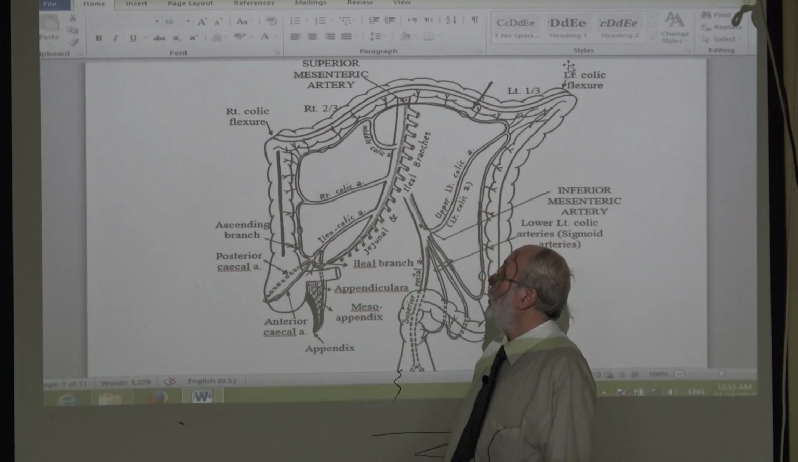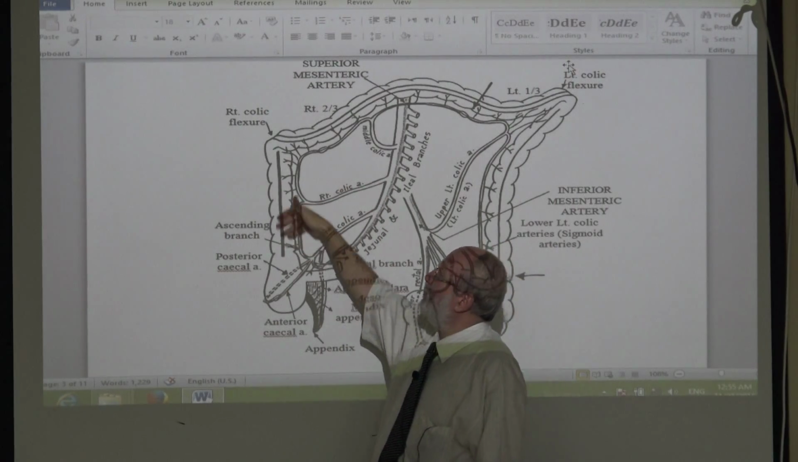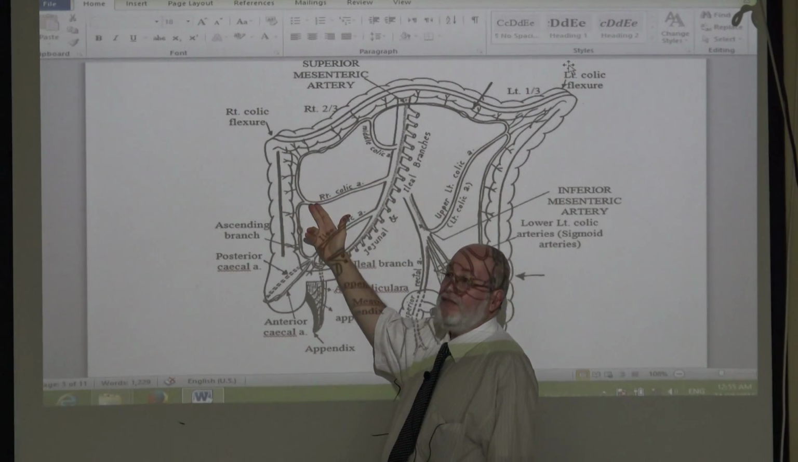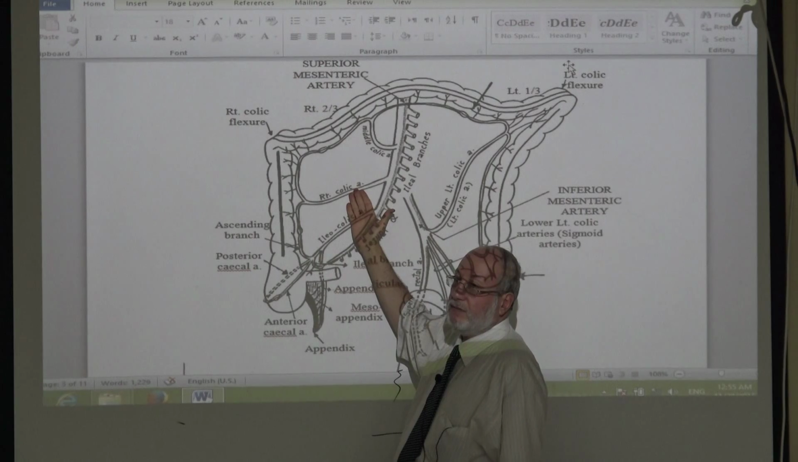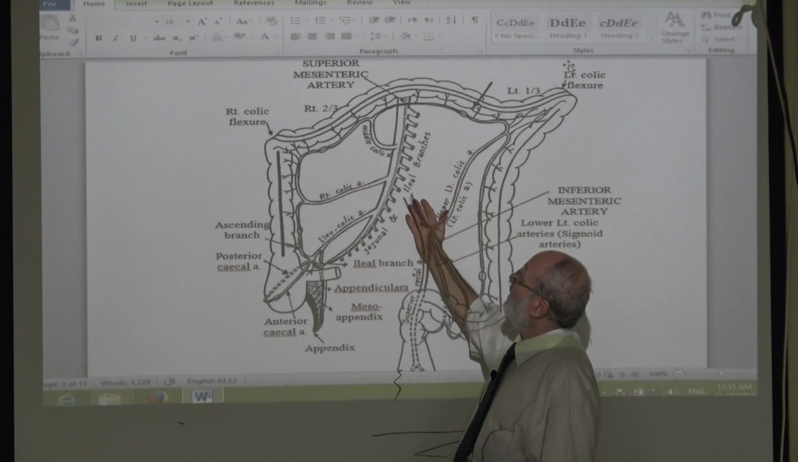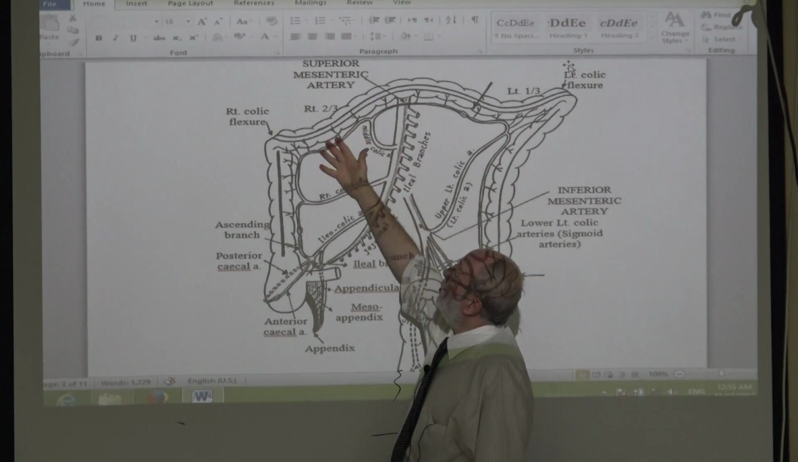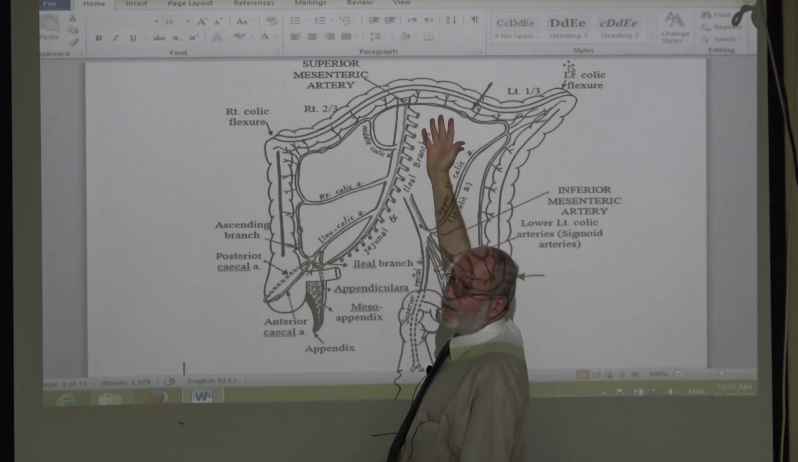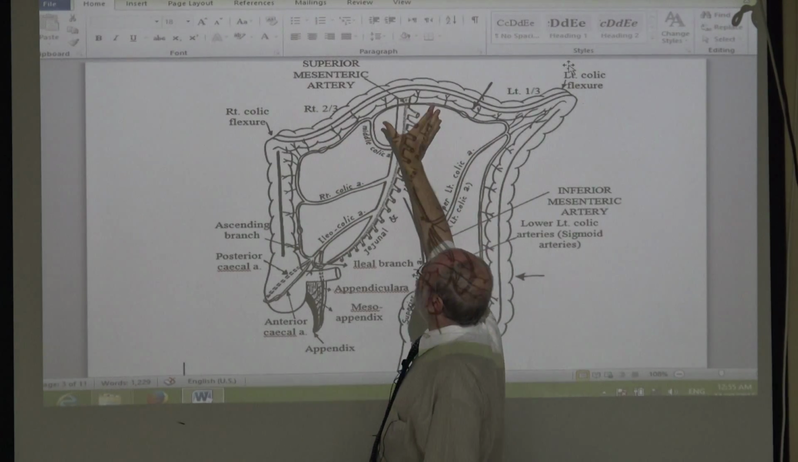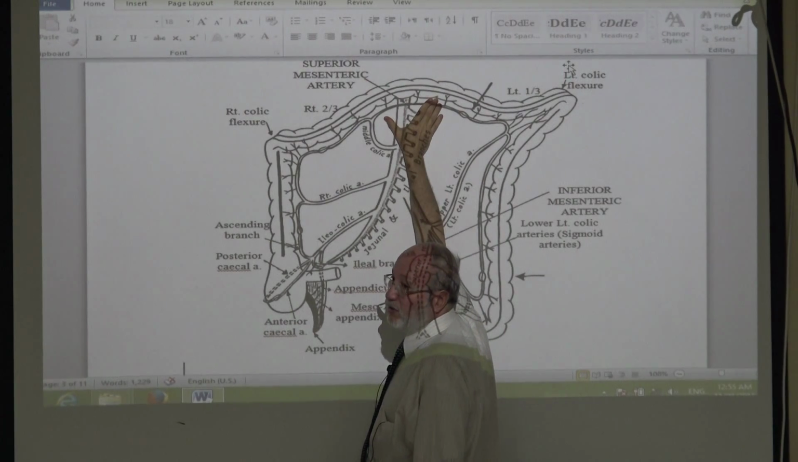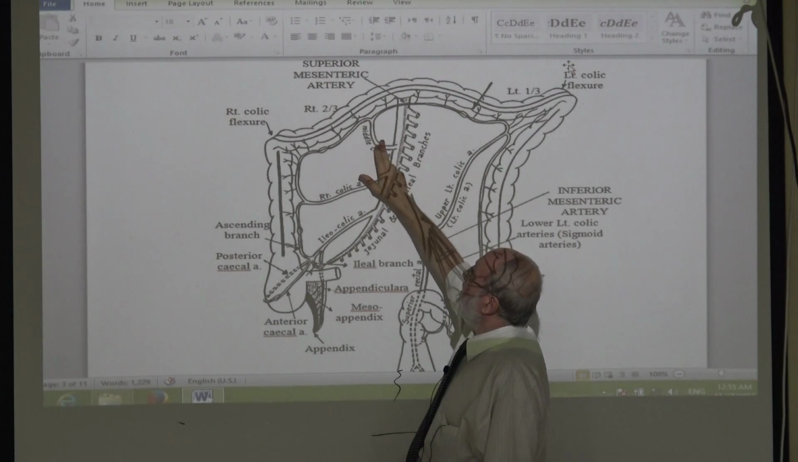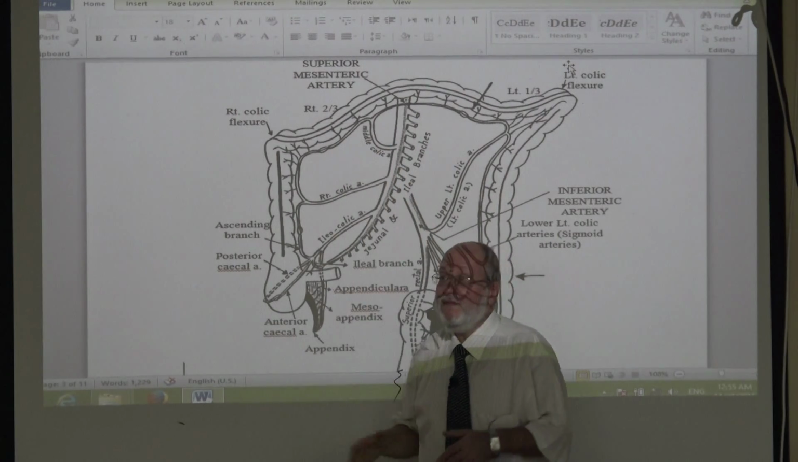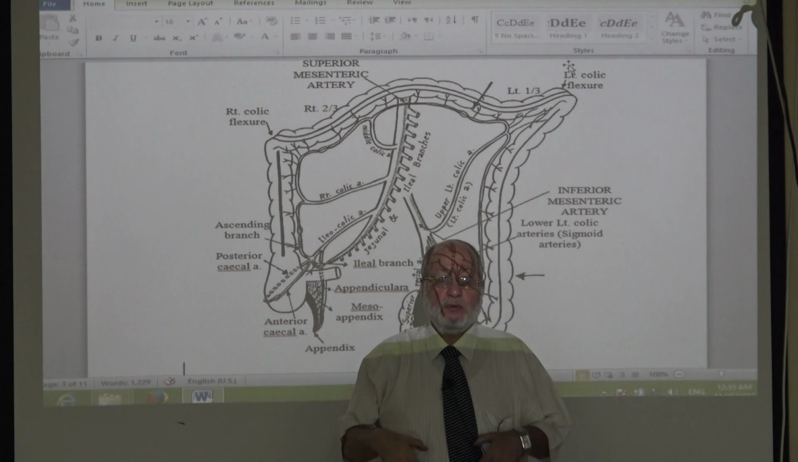Then, we give a branch to the right side of the colon. Therefore, it should be termed right colic. It gives a branch to the transverse colon, to the middle of the transverse colon. Therefore, it's called middle colic. This is called middle colic because it supplies the middle part of the transverse colon.